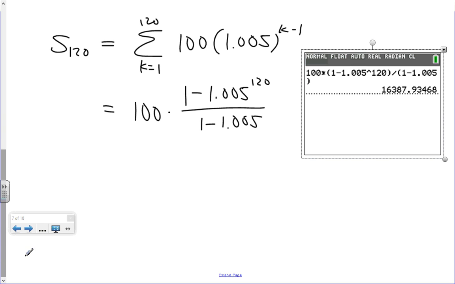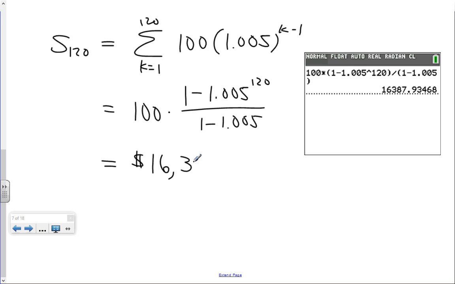So after 120 deposits, we ended up with $16,387.935, we'll say. Again, make sure you're putting 3 decimal places. Even though it's a dollar amount, I want to see 3 decimal places in your answer there. All right, that was part A.